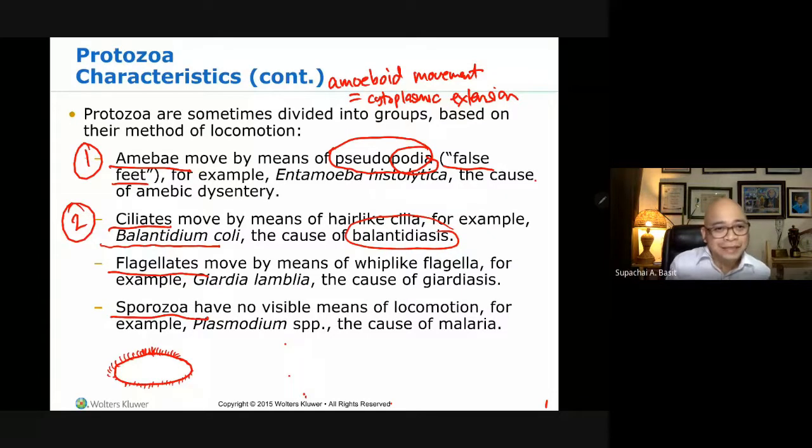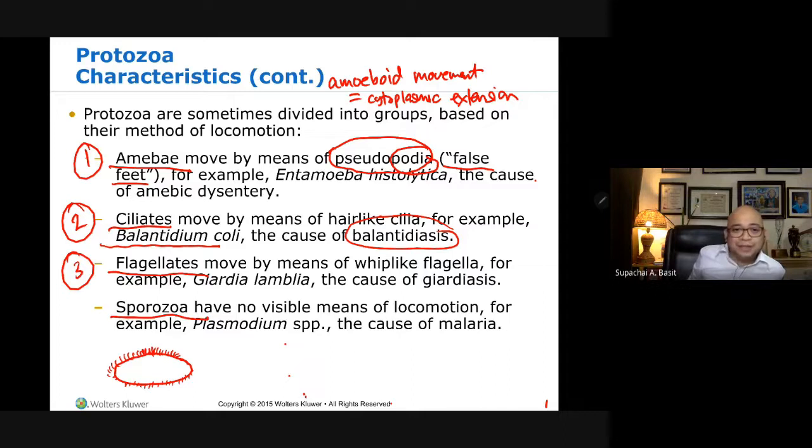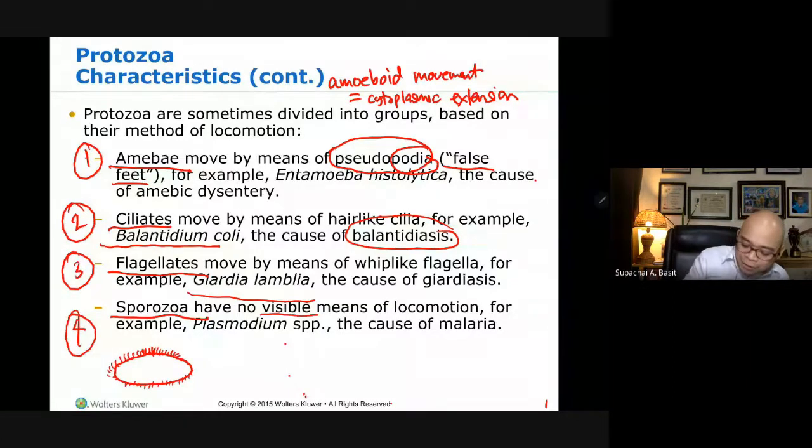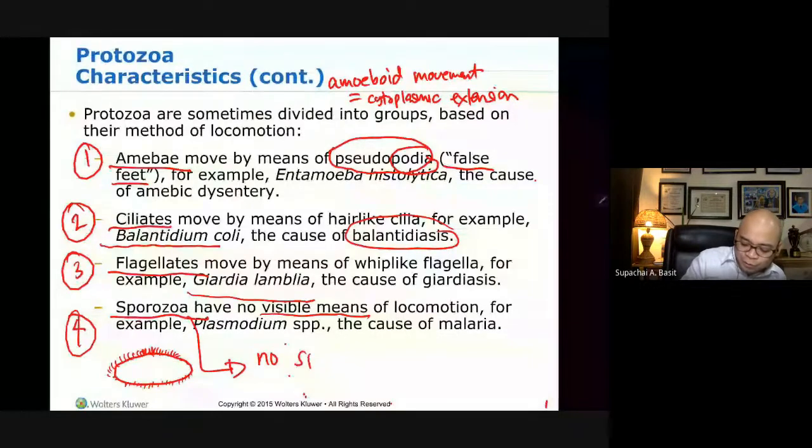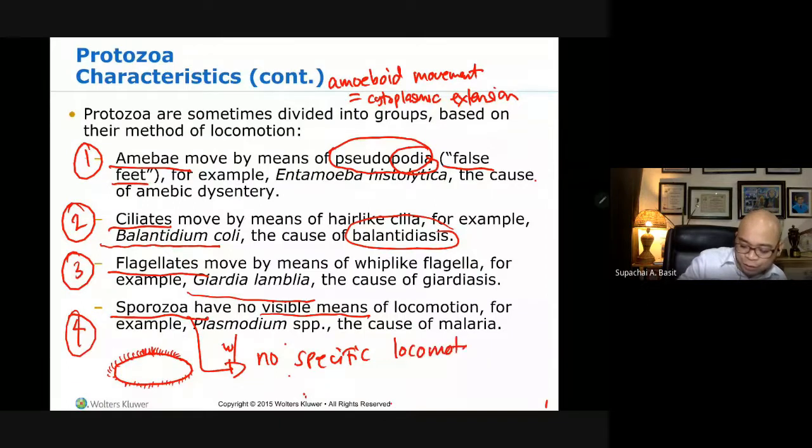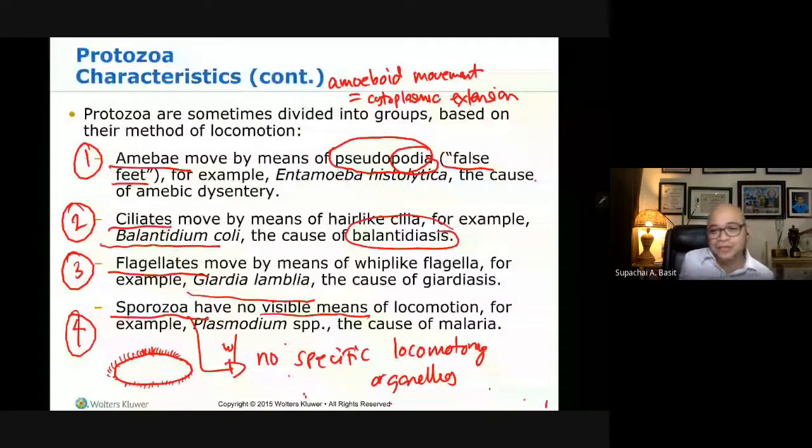The third type is the flagellates. Flagellates move by means of flagella. Giardia lamblia, the causative agent of giardiasis, is a flagellate. Sporozoans do not have visible means for locomotion, so they are sometimes referred to as protozoans with no specific locomotory organelles.